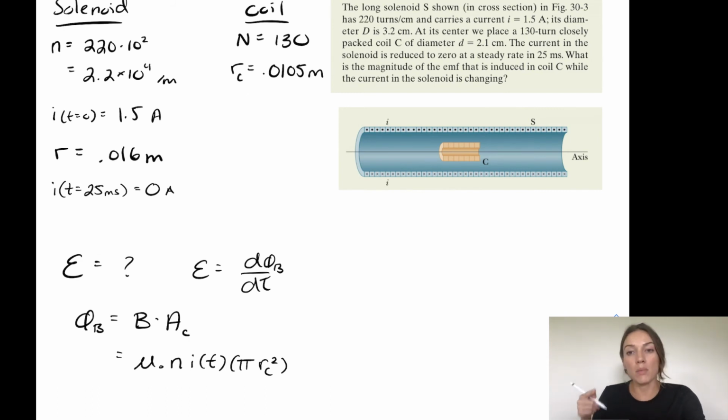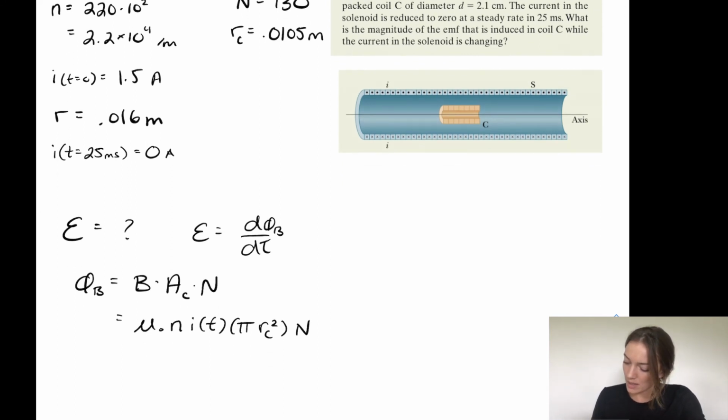And then remember, I'm going to multiply my total flux by the number of turns in this coil. So I have N, because this is the flux through a single coil, or like a single turn in this larger coil. And so I multiply by N to get the total flux. All right, so now I can find the EMF. So I know everything here. I know mu, I know n, I know the radius of the coil, I know capital N. So I just have to worry about this change in time.